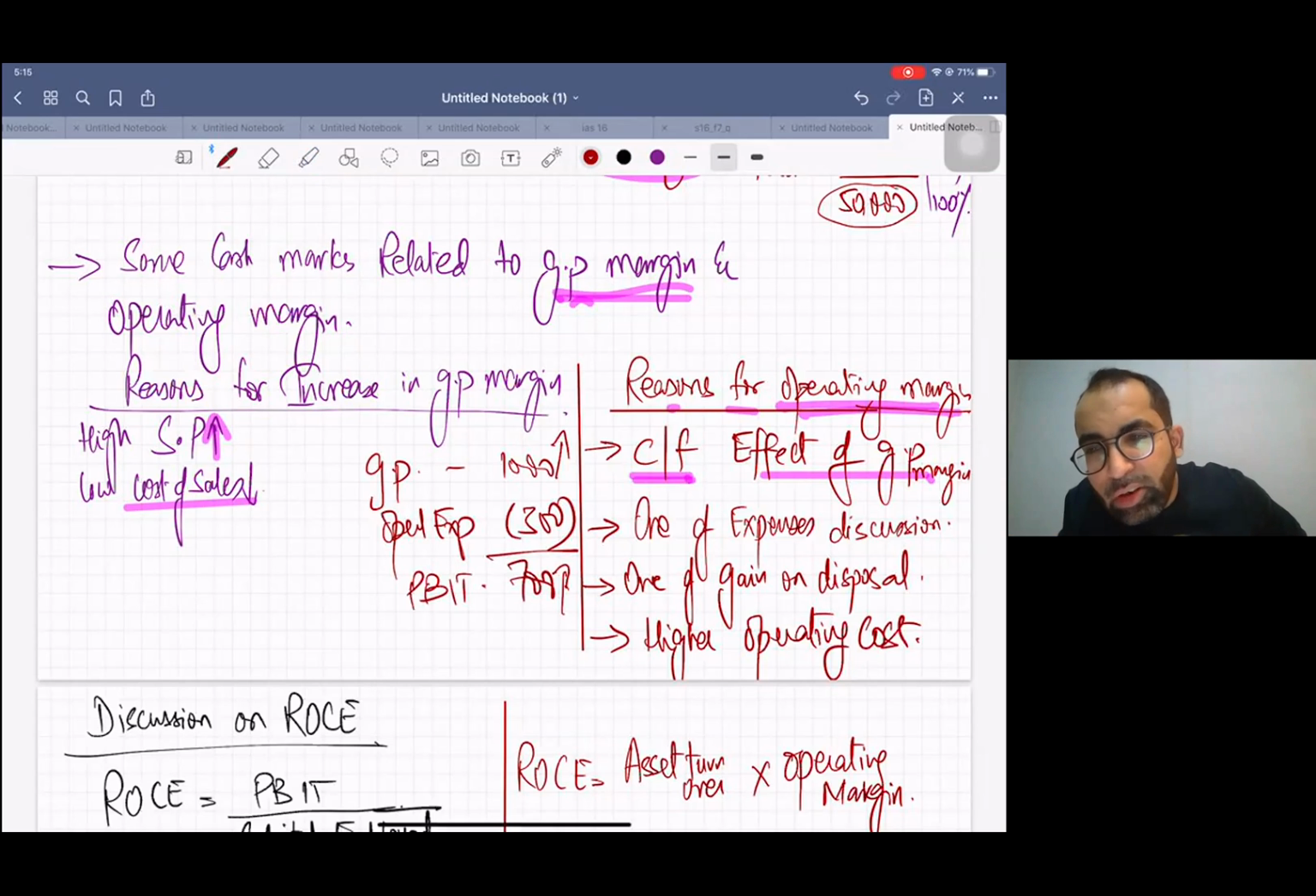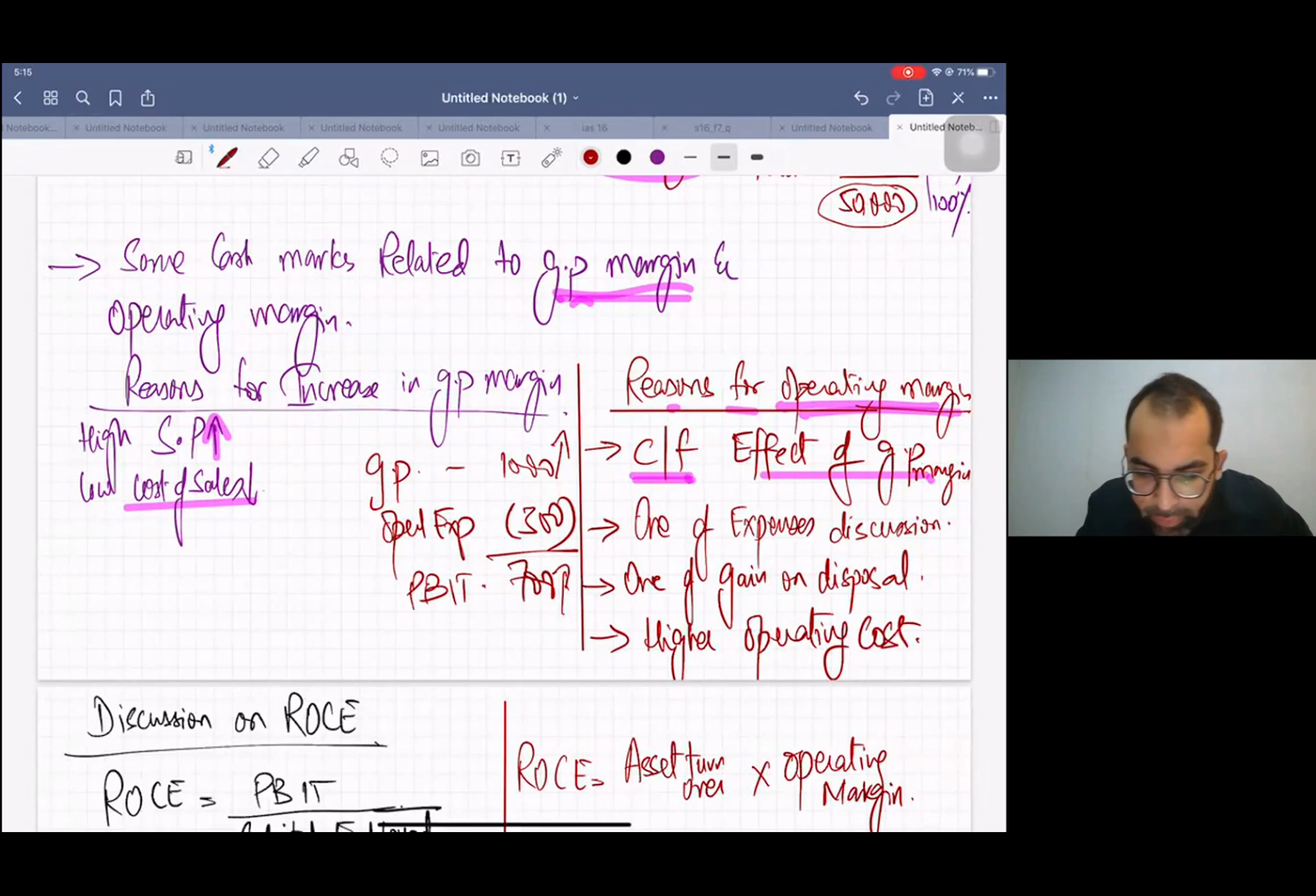So this is a very routine commentary, the first point to start with in the question. If GP margin is going up and also operating margin is going up, you need to connect that operating margin following the GP margin, right? Then a few things you need to see.